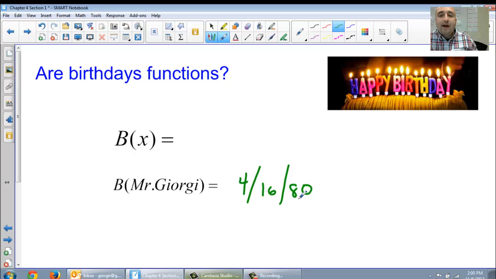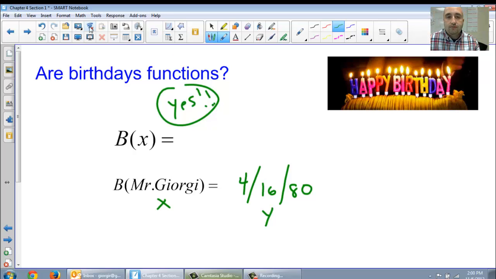Is that the only day I was born? So X is the input, Y is my output. I throw in Mr. Georgie into the function, only one number can come out. So yes, birthdays are functions. Okay? Someone doesn't have two different birthdays. You weren't born on two different days. Every person has one birthday. Therefore, it is a function.